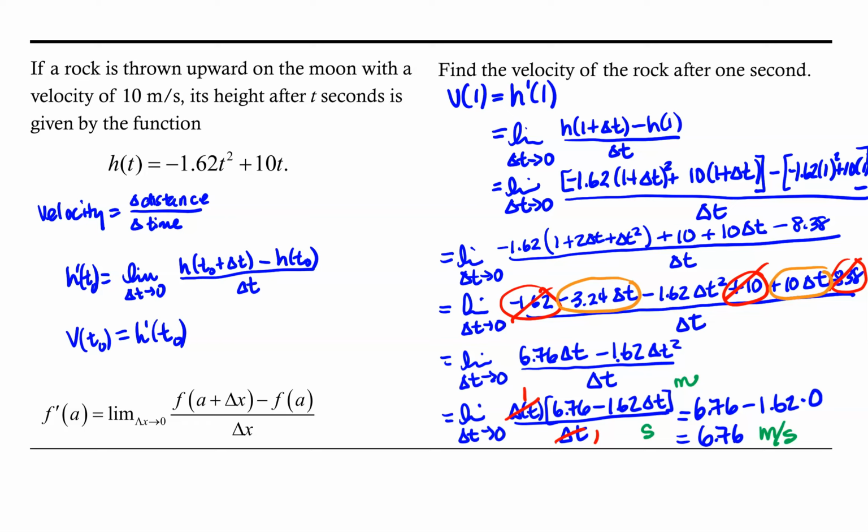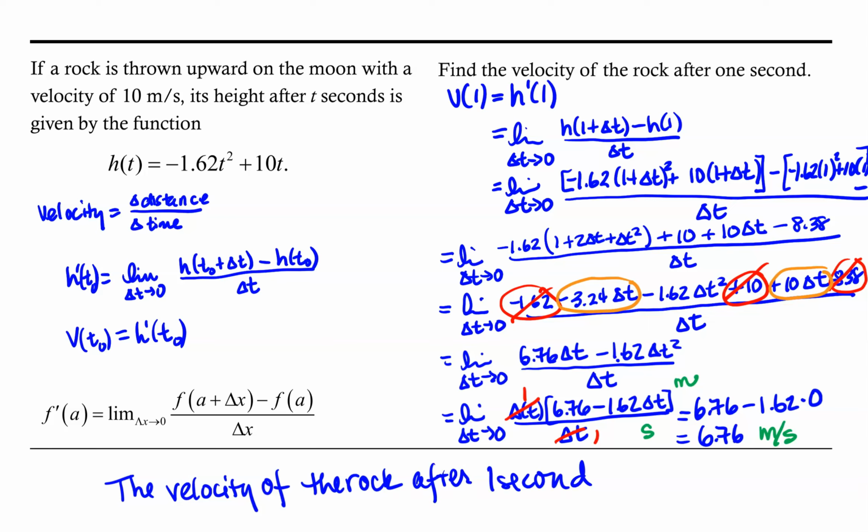So always a best practice to answer a question with a complete sentence, particularly in the case of application problems. So we could say the velocity of the rock after 1 second is 6.76 meters per second. That really closes the loop and reminds us what the mathematical task we were completing was supposed to accomplish.